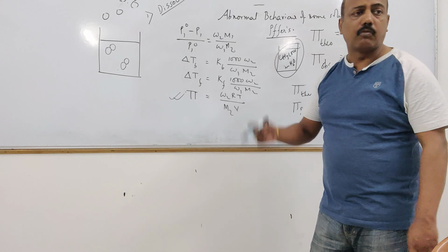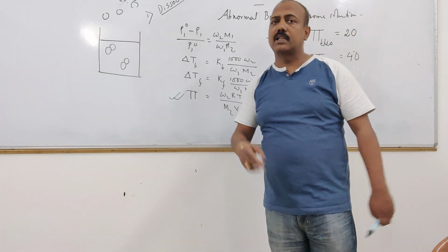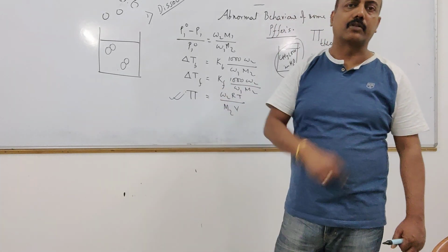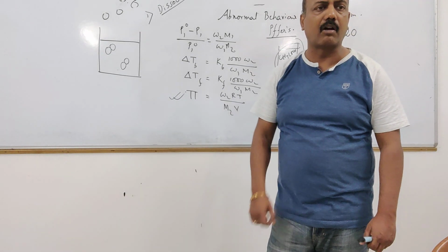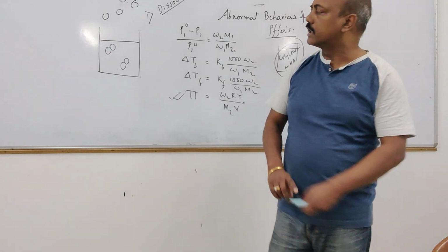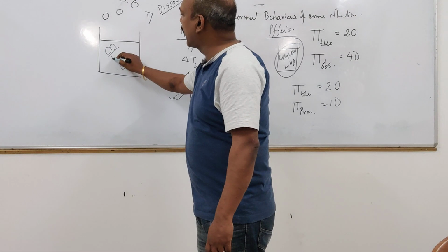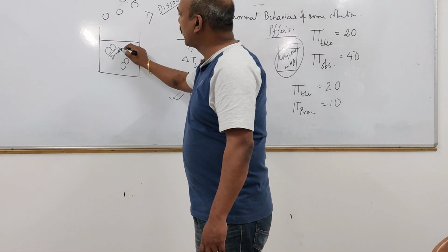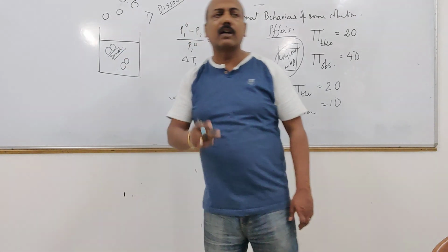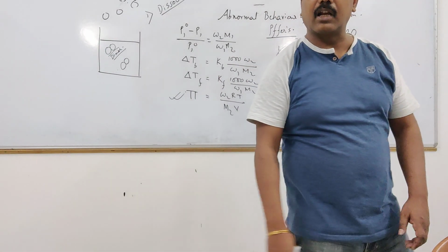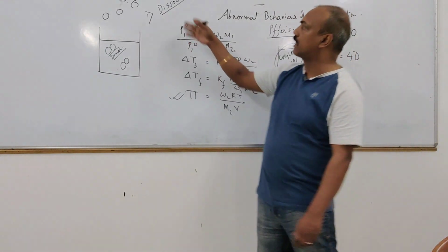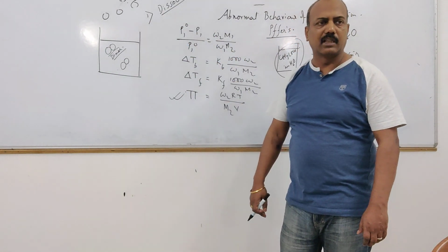Particles are two. What are the particles now? Particles are the combination of two molecules. Each particle is the combination of two molecules. Okay, that we call dimer. So they are undergoing dimerization, and the number of particles is decreasing in the solution.